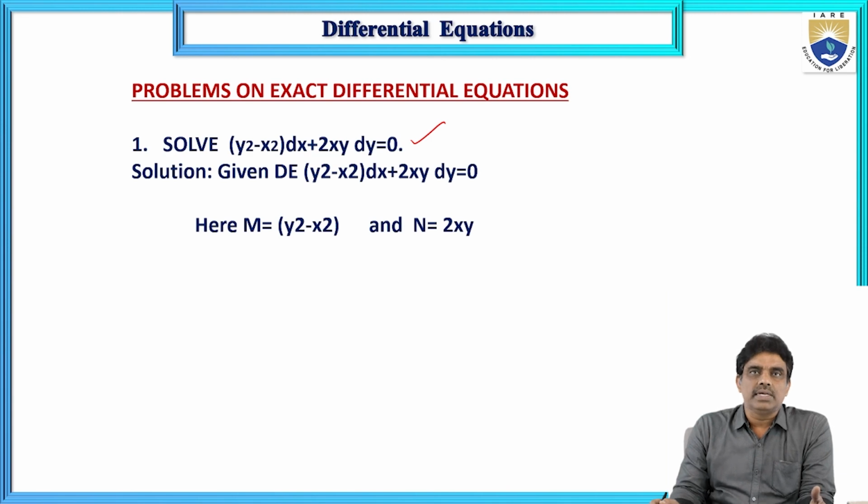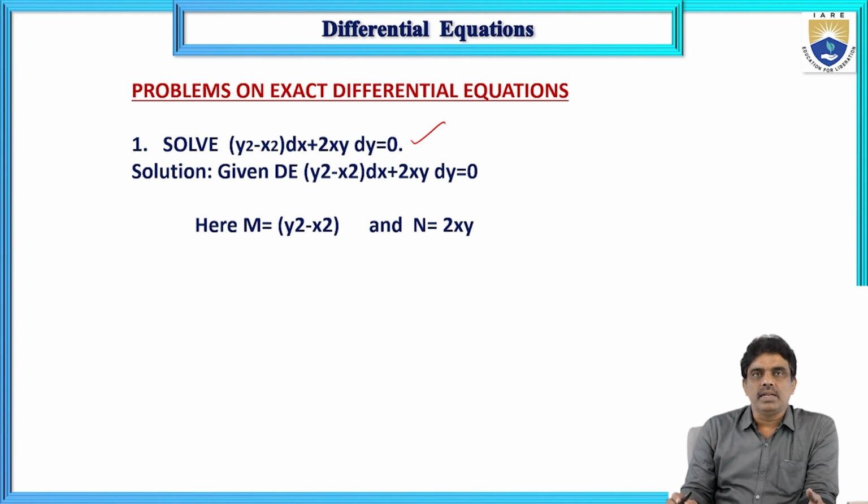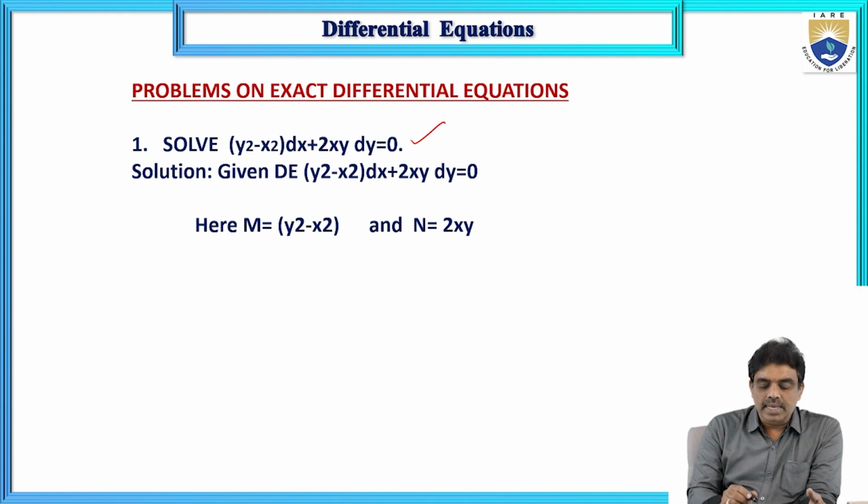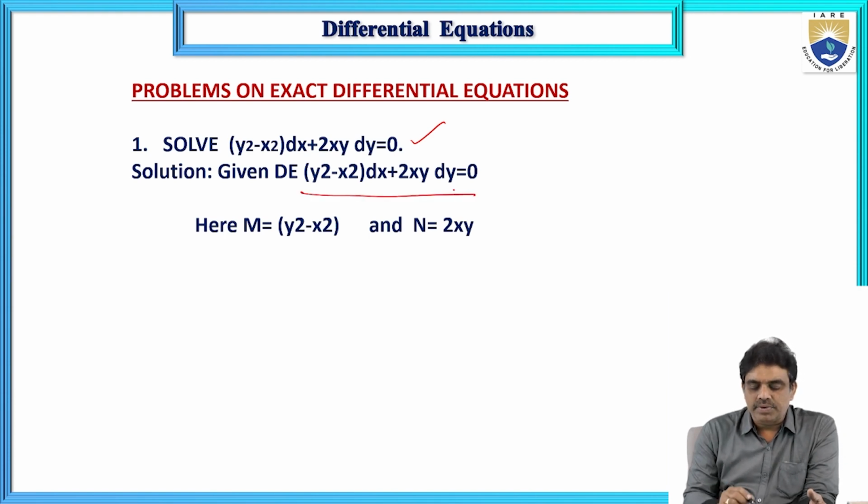First you have to check whether the given differential equation is obtained from its primitive or not. That can be done by using the condition for exactness. Here the given equation is in the form M dx plus N dy is equal to 0. Already it is in the form. So here M is y² minus x² and N is equal to 2xy.